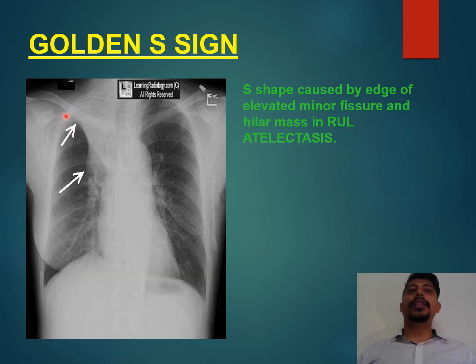Golden S sign. This is the S shape caused by the edge of elevated minor fissure and hilar mass in right upper lobe atelectasis. So here the hilar mass causing the atelectasis of the upper lobe gives the appearance of the golden S sign.